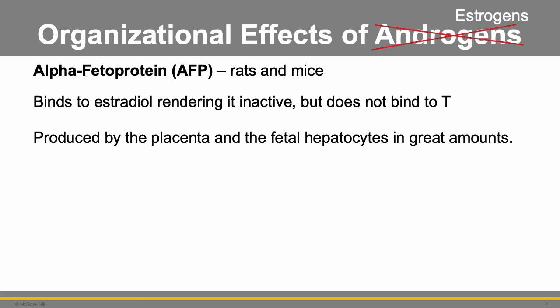AFP is produced by the placenta and the fetal hepatocytes in great amounts. Hepatocytes are the functional cellular units of the liver. And so this increases in concentration, and before estradiol from the maternal ovaries can even think about getting into the nervous system of the developing fetus, it meets this AFP and gets bound up, right? But it doesn't affect T. There isn't much testosterone floating around in the maternal circulation.